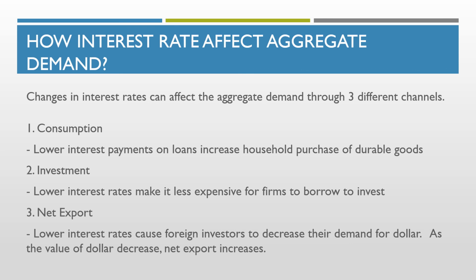So in conclusion, when the interest rate goes down, consumption, investment, and net exports will all increase. And when the interest rate goes up, consumption, investment, and net exports will all decrease in the economy. So we can see how changes in aggregate expenditures will affect our aggregate demand models.